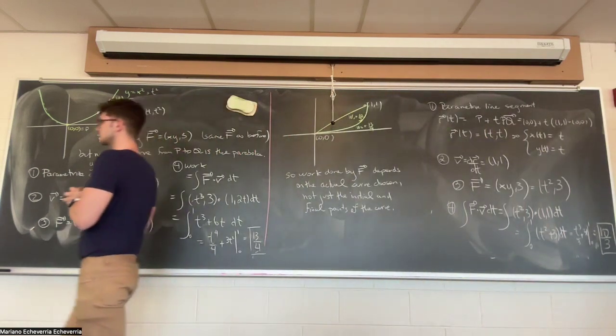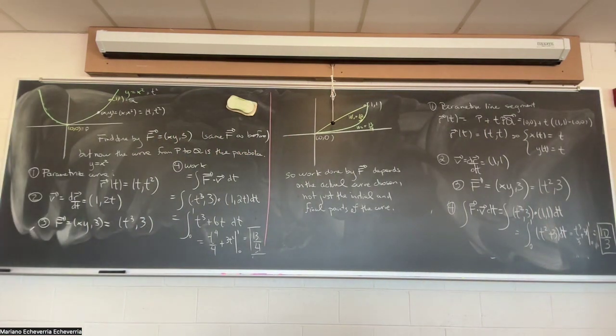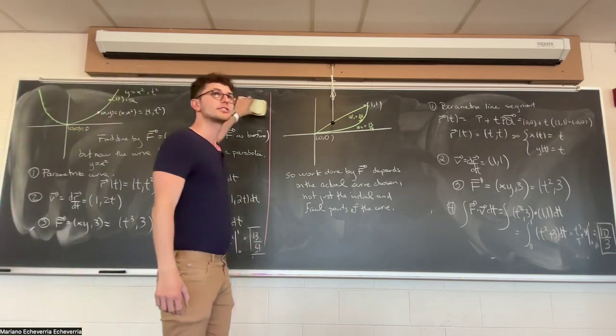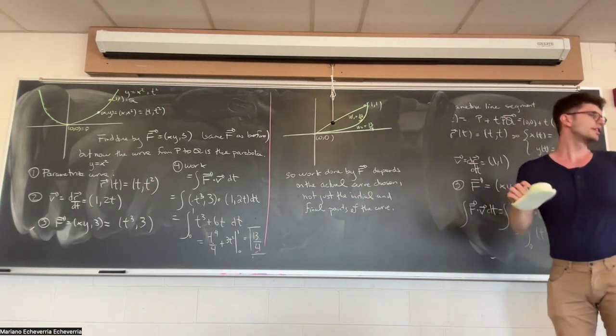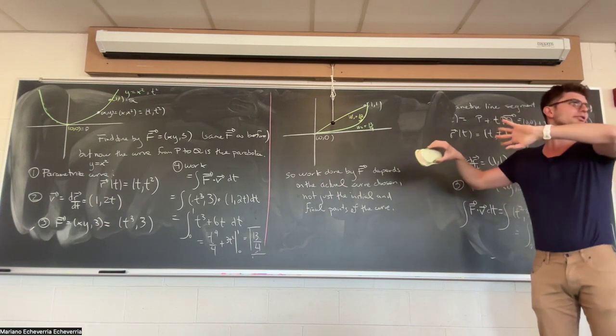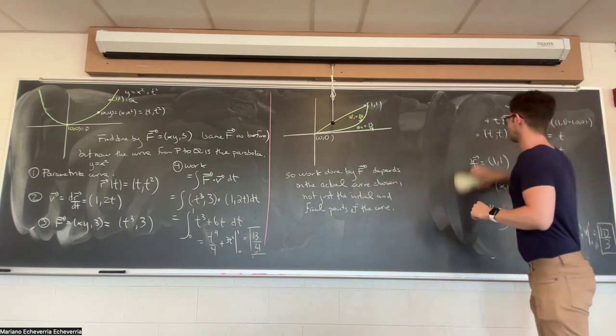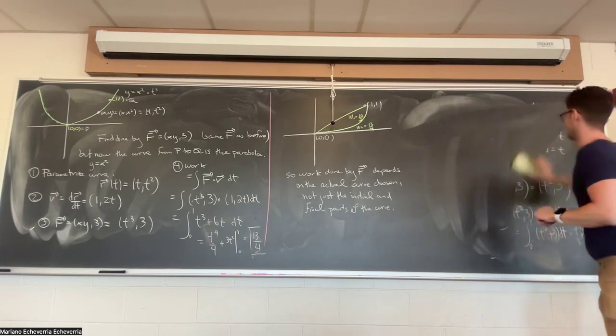What's really interesting is that there are some forces for which something better happens: the work actually only depends on the endpoints. That's a very special circumstance, not something you would necessarily have expected. These are called conservative forces. There are different definitions and characterizations of this, but this is the route I'm taking to explain it to you.